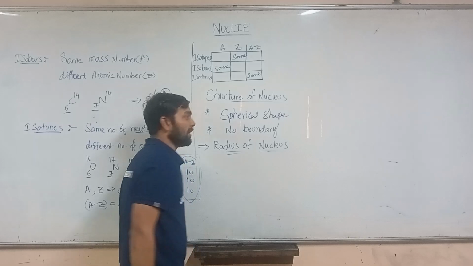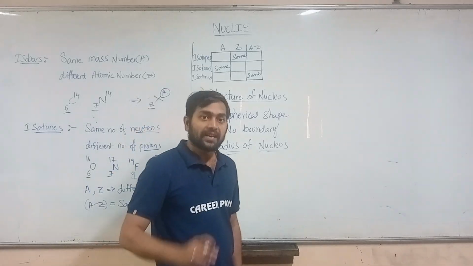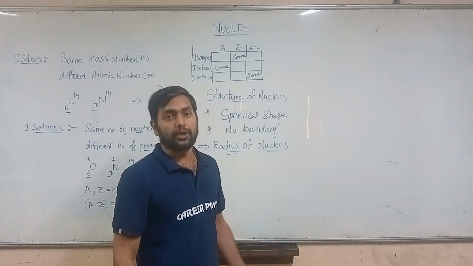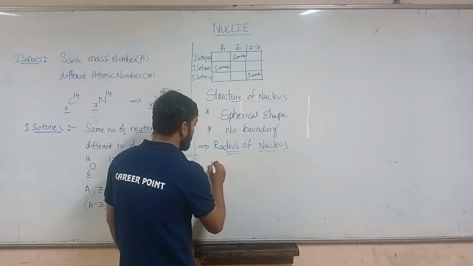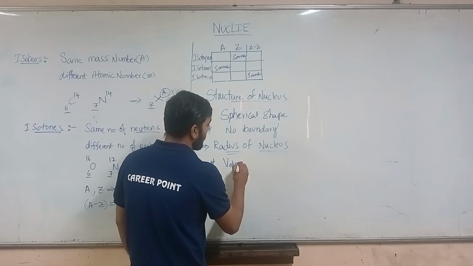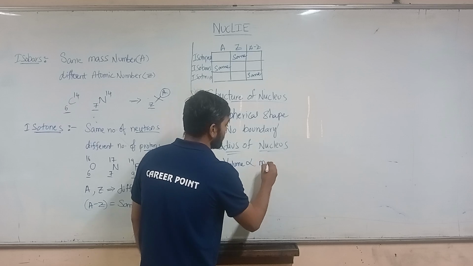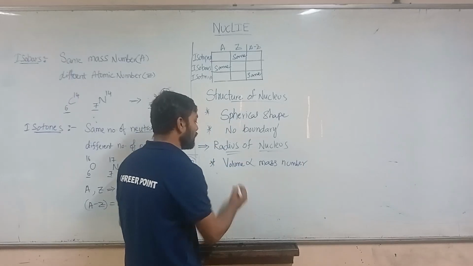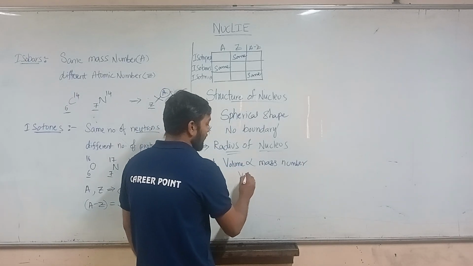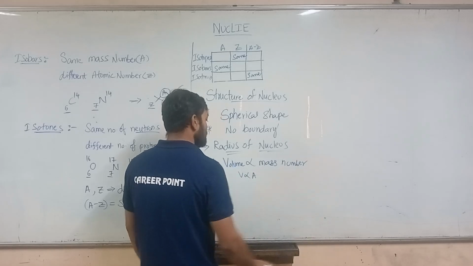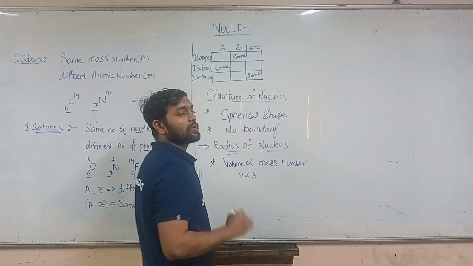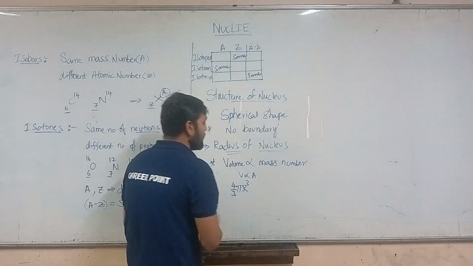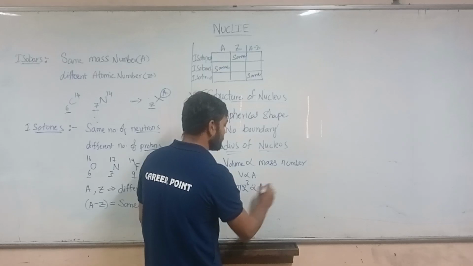Right. So Rutherford observed in his experiments and he estimated that the volume of the nucleus is proportional to the mass number. So the estimated volume is proportional to the mass number. Volume is denoted by V and mass number is denoted by A. So volume of a sphere is equal to 4 by 3 pi r cube. So 4 by 3 pi r cube is proportional to A.